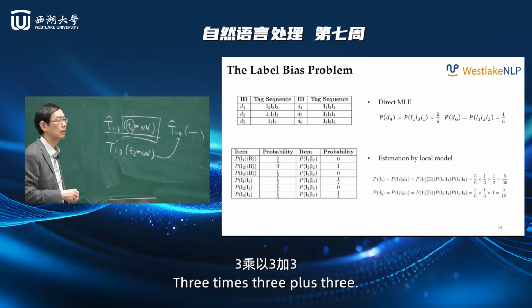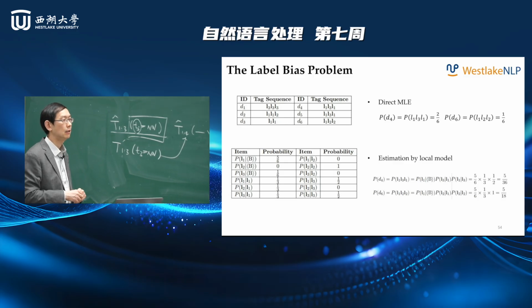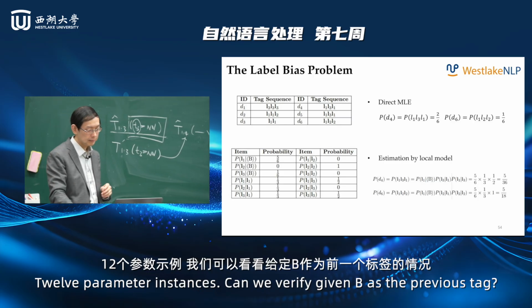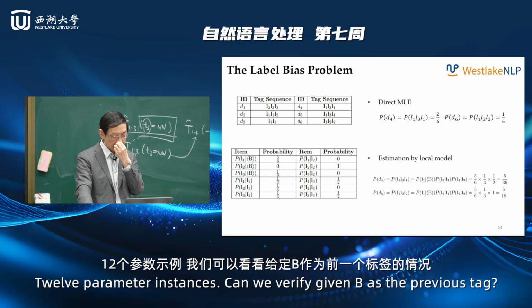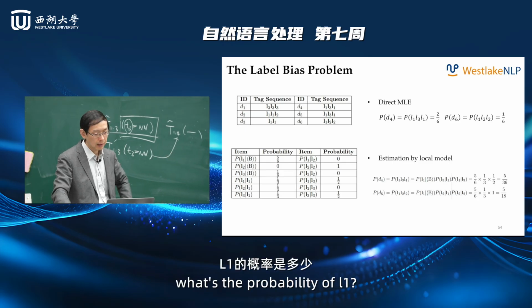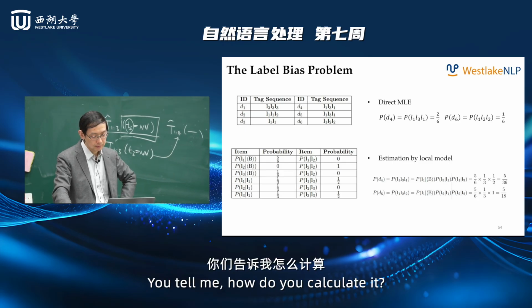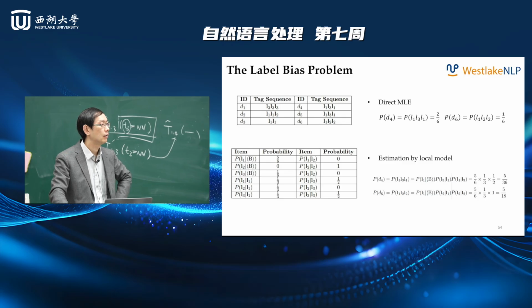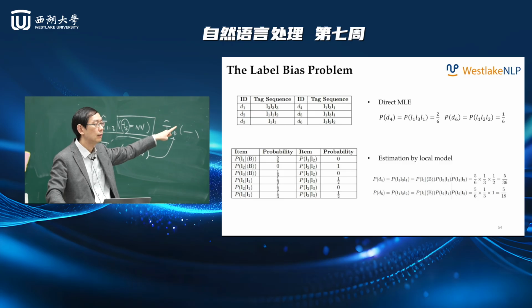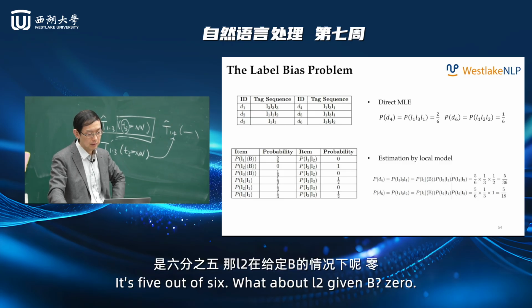3 times 3 plus 3, right? 12 parameter instances. Okay. Can we verify? Given B as the previous tag, what's the probability of L1? You tell me. How do you calculate it? You just see how many times a sequence starts with L1, right? It's 5 out of 6.